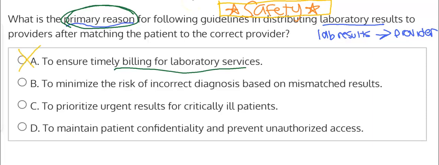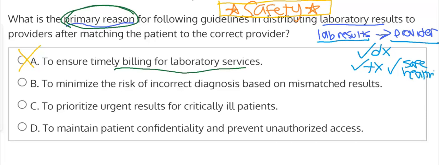Option B says to minimize the risk of incorrect diagnosis based on mismatched results. And overall, that's what we're looking for, right? We have our lab results. We need to get it to the provider so we can get the right diagnosis, so we can get the right treatment, so we can keep the patient safe and healthy. So option B is looking like a good choice.